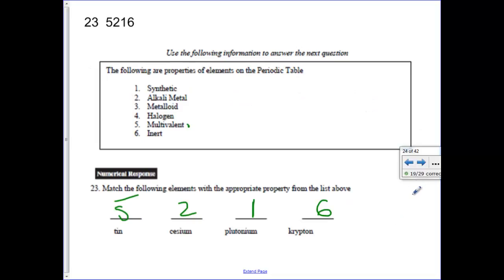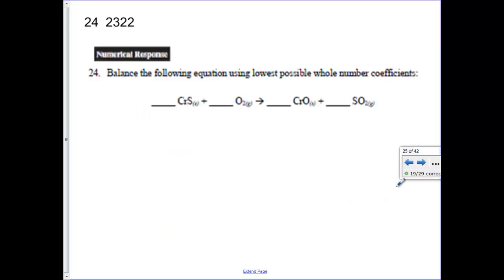What does multivalent mean? Multivalent means there's more than one possible charge for it. Tin can be a 2 or a 3 or something like that, or maybe 2 and 4. 2 and 4 it looks like. So if anything has more than one charge, it's multi, more than one valent, more than one valence electron kind of thing. I got that right, but I just crossed out the other ones.